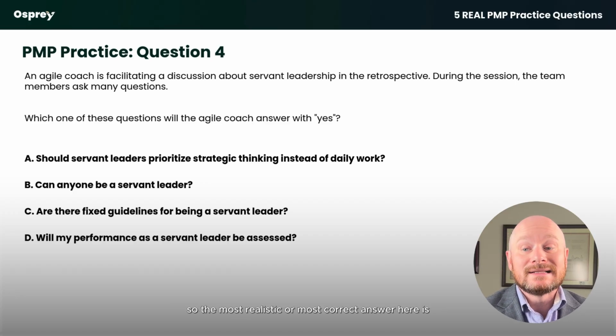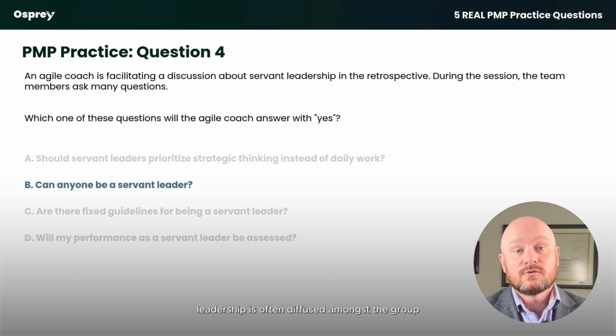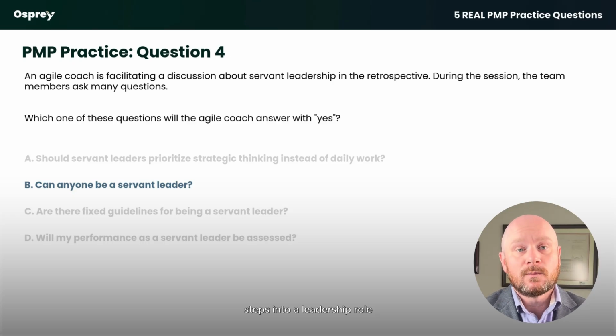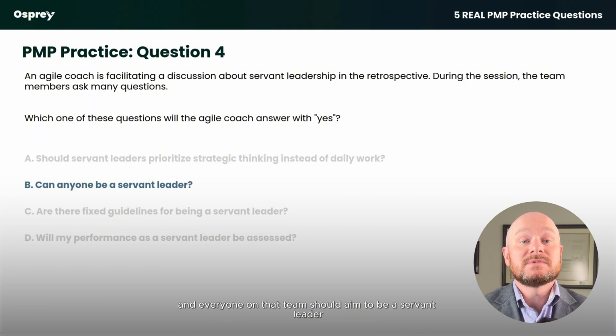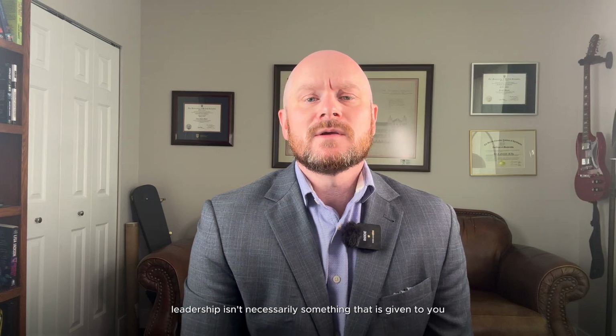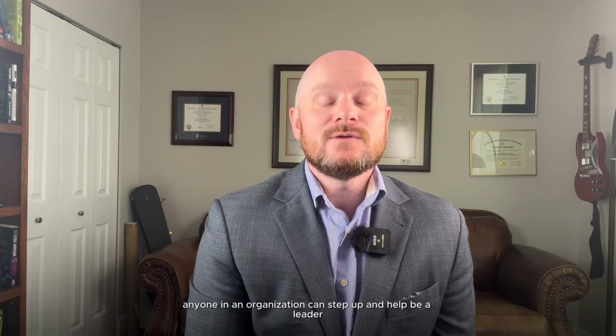So the most realistic or most correct answer here is, can anyone be a servant leader? Absolutely. In an Agile project team, leadership is often diffused amongst a group. If there is something very technical or a technical sprint going on, perhaps the person with the most technical experience steps into a leadership role and might need to employ some servant leadership. Anyone on that team can become a leader, and everyone on that team should aim to be a servant leader. So therefore, anyone can be a servant leader. Leadership isn't necessarily something that is given to you with authority in your title. Anyone in an organization can step up and help be a leader.